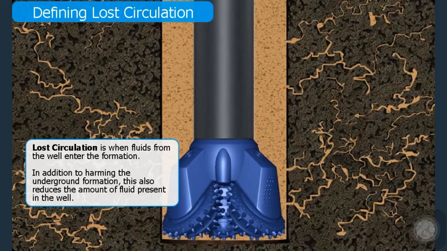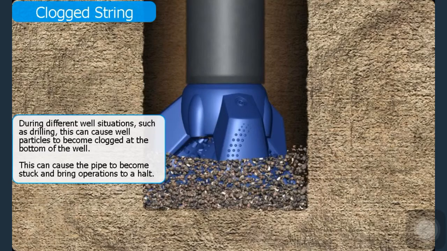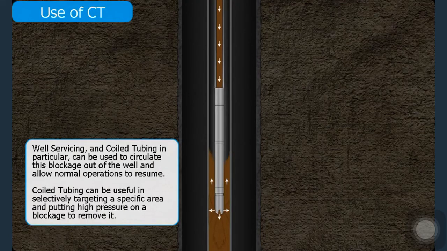Lost circulation is when fluids from the well enter the formation. In addition to harming the underground formation, this also reduces the amount of fluid present in the well. During different well situations, such as drilling, this can cause well particles to become clogged at the bottom of the well. This can cause the pipe to become stuck and bring operations to a halt. Well servicing, and coil tubing in particular, can be used to circulate this blockage out of the well and allow normal operations to resume. Coil tubing can be useful in selectively targeting a specific area and putting high pressure on a blockage to remove it.